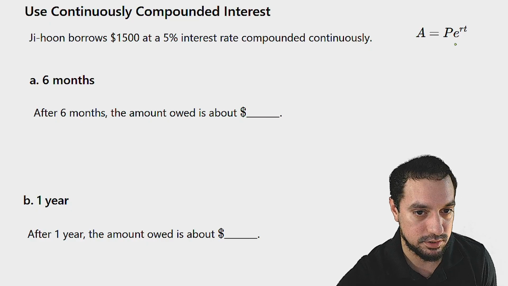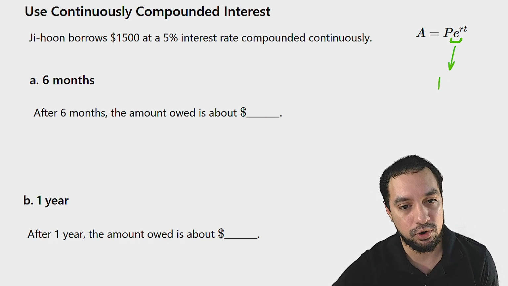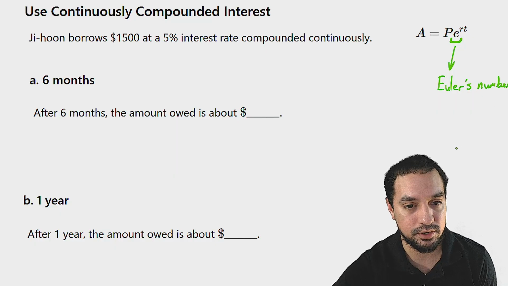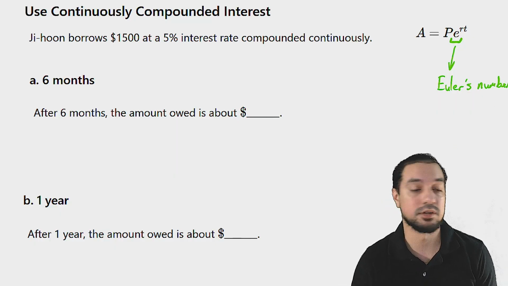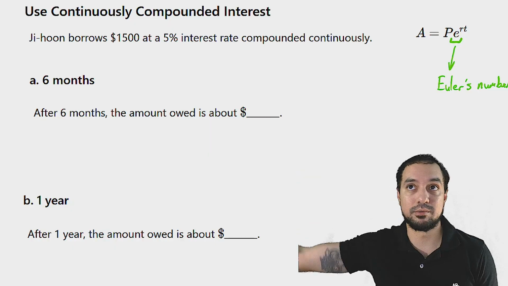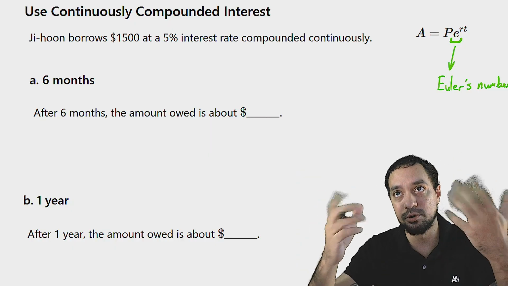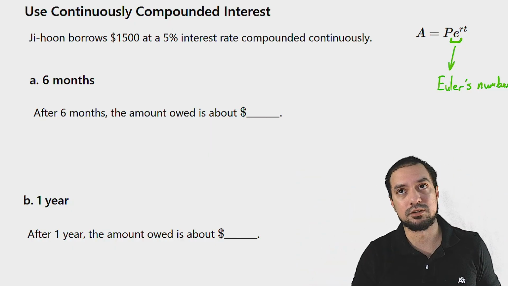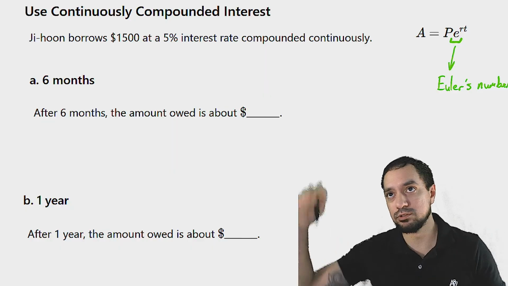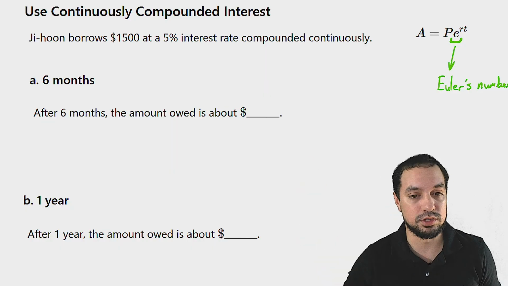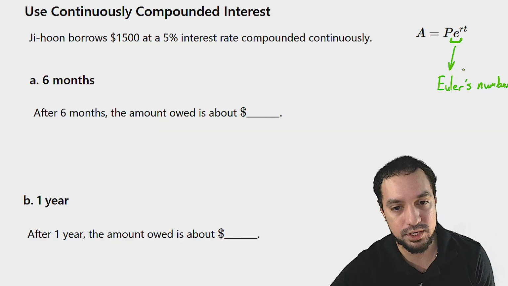So this variable, e, looks like a variable, but it represents a constant, Euler's number. It's almost like pi. It's an irrational number. And so, instead of saying 3.14, blah, blah, blah every single time, we just use the pi symbol. Same thing with this. Instead of saying 2.71 or 2.72, blah, blah, blah, we just use the e symbol representing Euler's number.